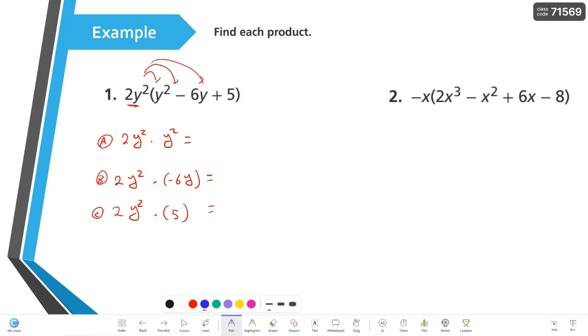So in the first case, we have the coefficient 2 and the hidden coefficient 1, so we need to multiply the coefficients together. 2 times 1 would be 2, and then we will multiply y squared by y squared. This would be y raised to the power of 4 by applying the product rule.